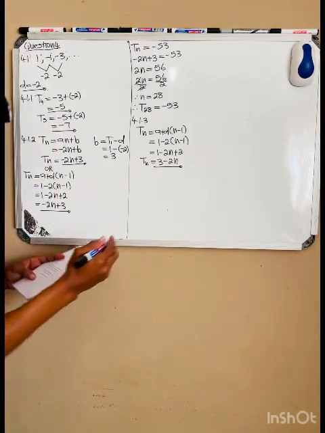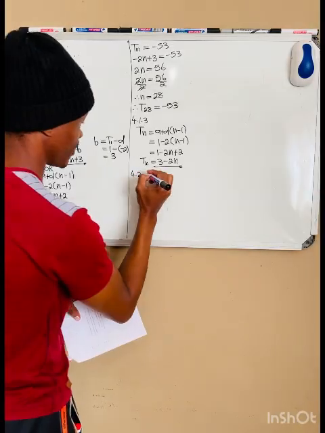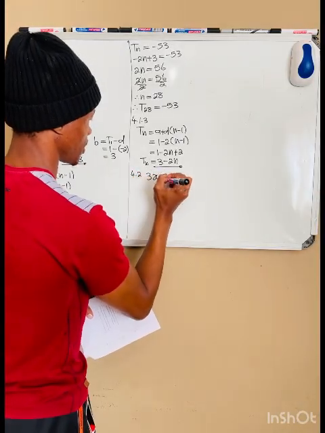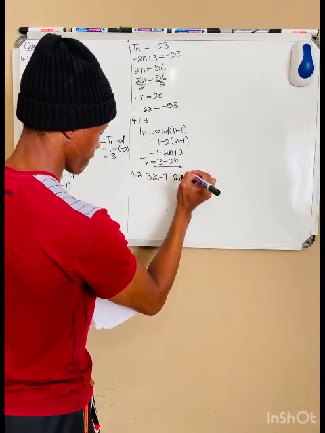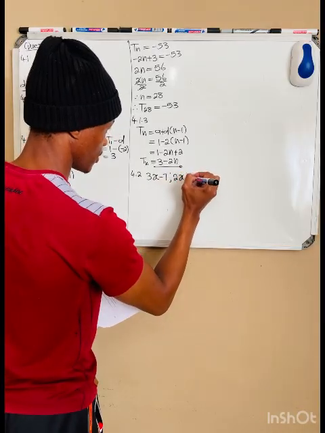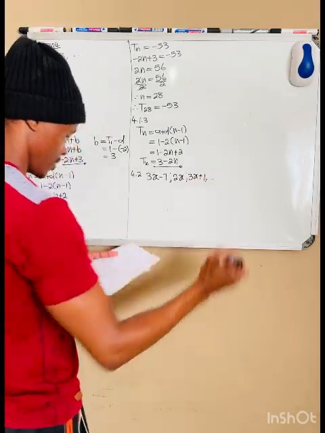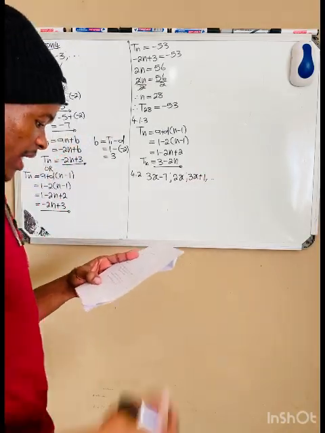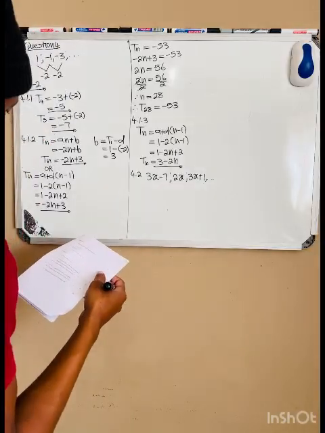Then 4.2. In 4.2, we are given 3x minus 7, 2x, 3x plus 1, and then ellipsis. These are the first three terms of a linear pattern. Then 4.2.1.